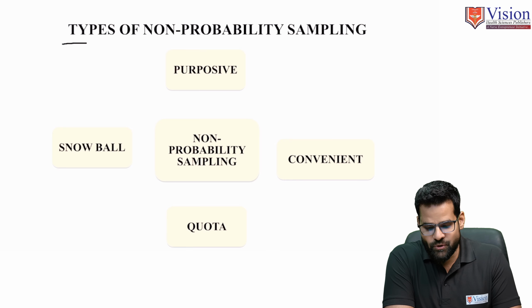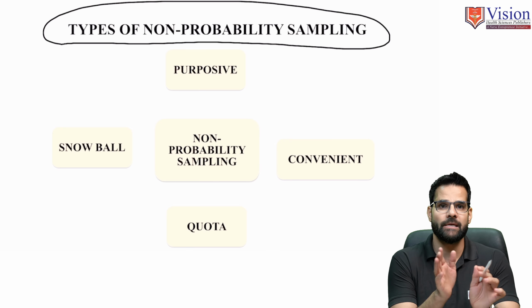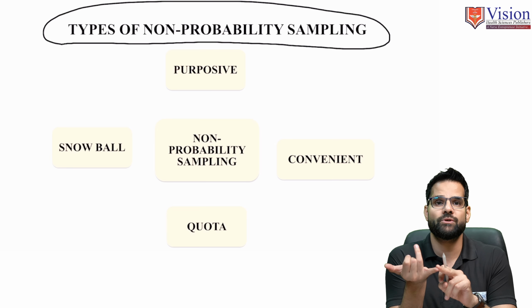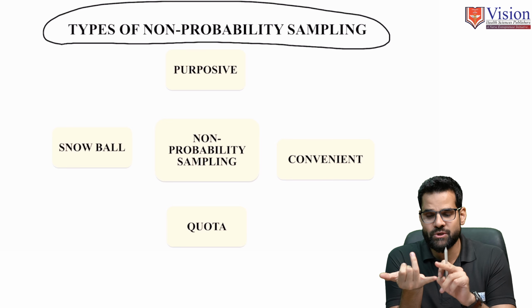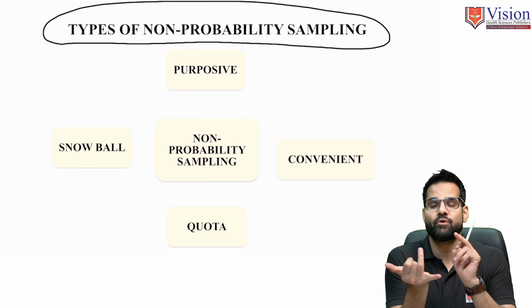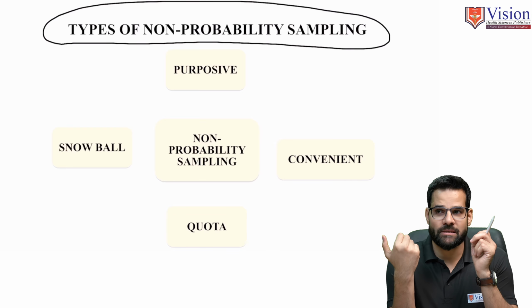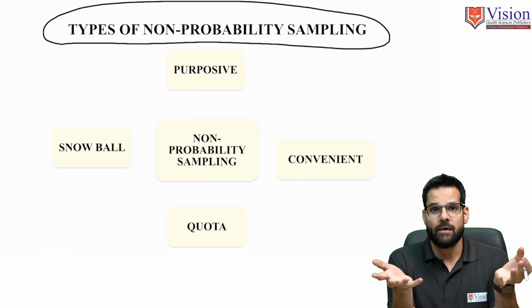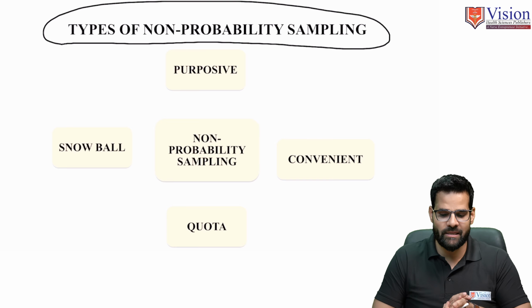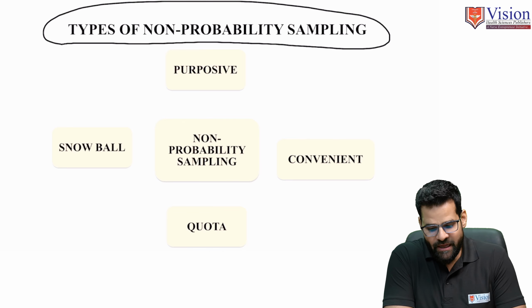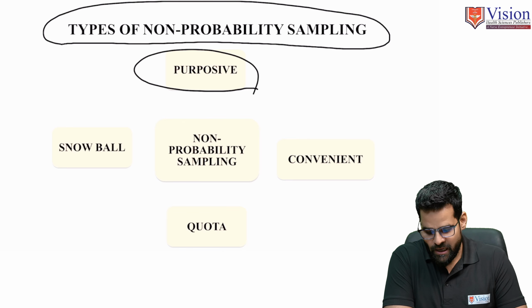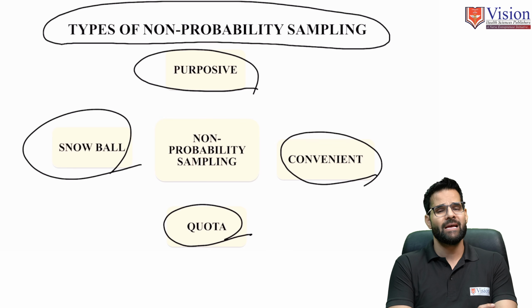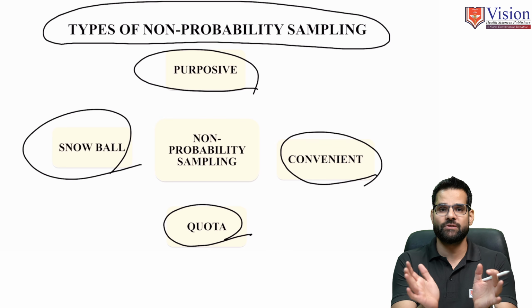Now, what are the different types of non-probability sampling? The meaning is clear: non-random selection. How to select? Maybe based on your judgment, your convenience, your wisdom, or select something accidentally, or based on a certain quota representation which you want to ensure. All these are the types. We have purposive sampling, convenient sampling, quota sampling, and snowball sampling. There are many more, but I try to categorize them into these four categories.